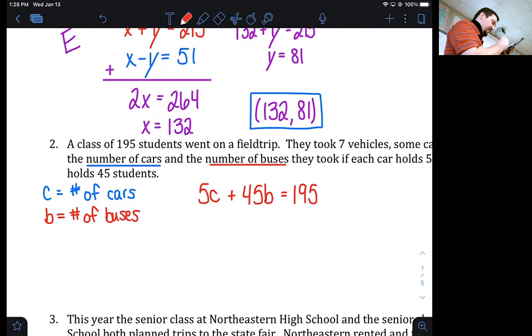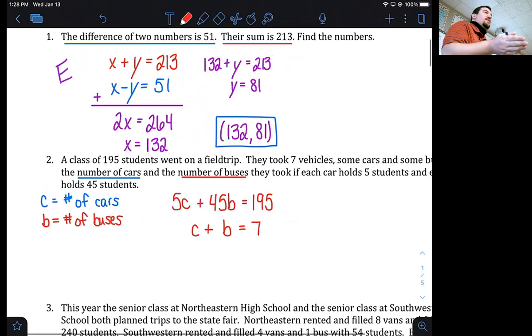C plus B equals 7. Good. C plus B equals 7 because it says they took 7 vehicles, but we know the only 2 types were cars and buses. We just don't know how many of each. So that's the total number of vehicles.